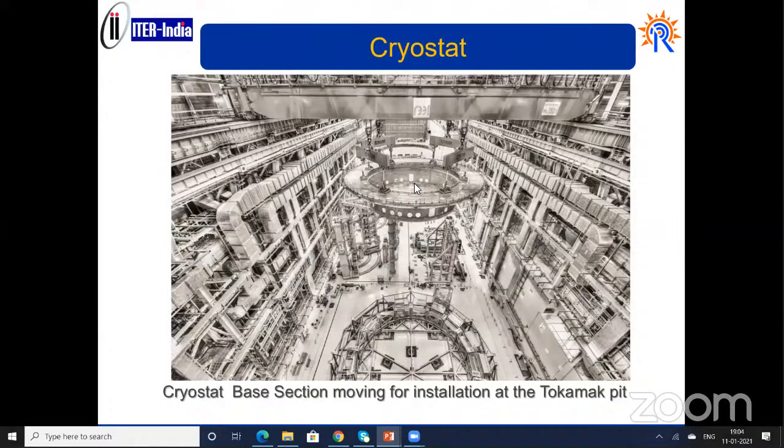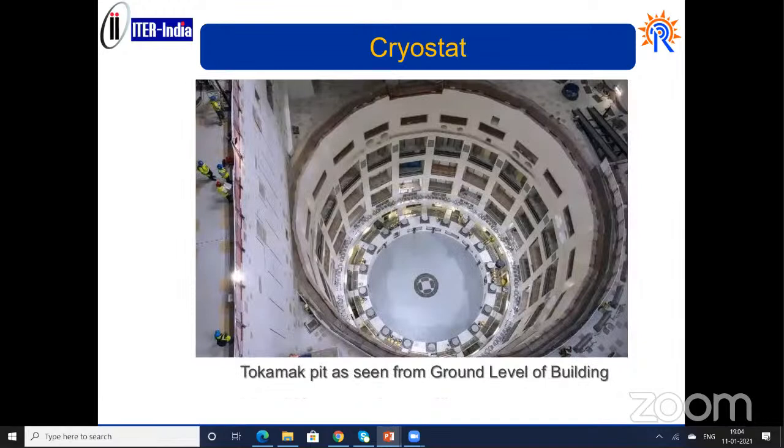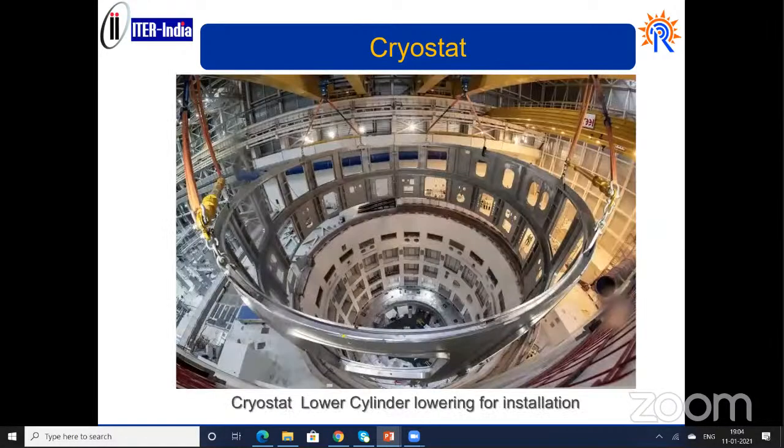This is when this lower cylinder was being transported by the crane, to be installed in the pit. This is being installed in the pit. Here is another view from the top level, where it is installed. Another one is where this lower cylinder, the part above the cryostat base, is being taken there for installation.